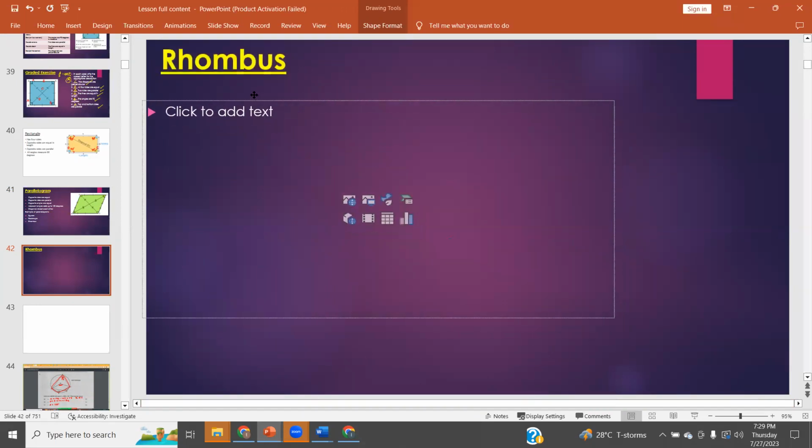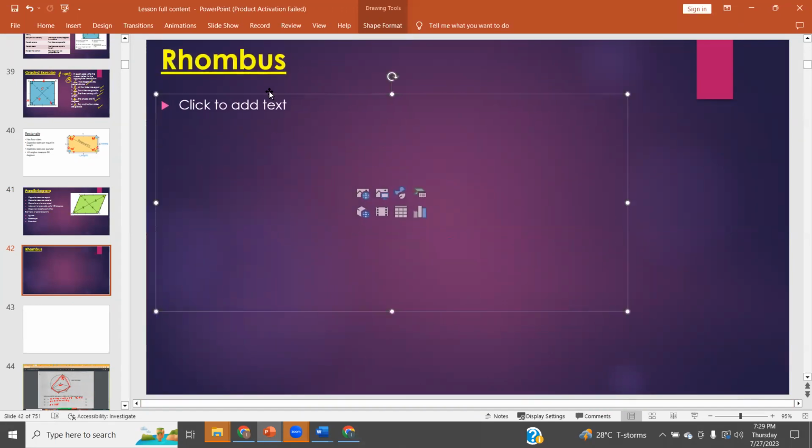Okay, so what do we know about the rhombus? It's a diamond shape. Is it always a diamond shape? No, sir.